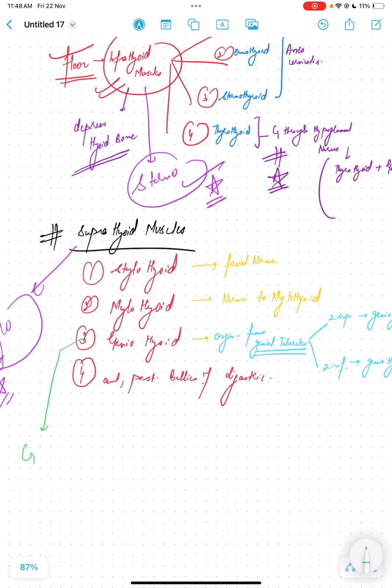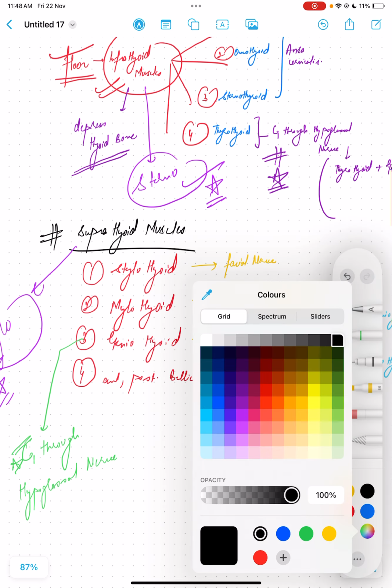And this muscle, geniohyoid, that I have mentioned in the infrahyoid group also, is supplied by C1 through the hypoglossal nerve. This is very important that you should remember.